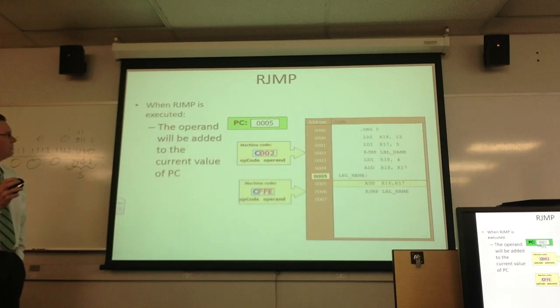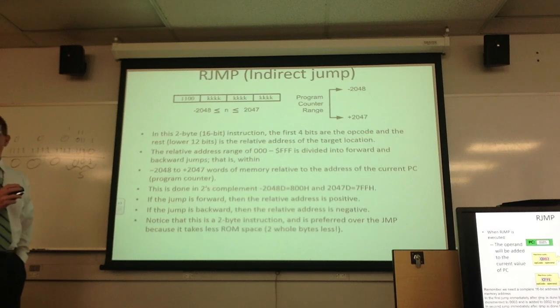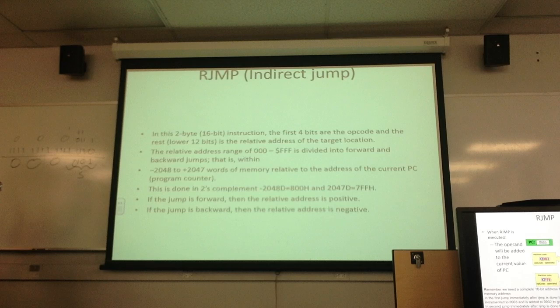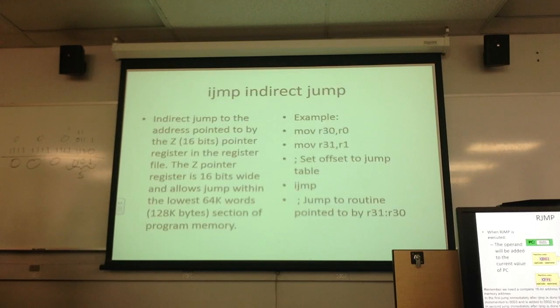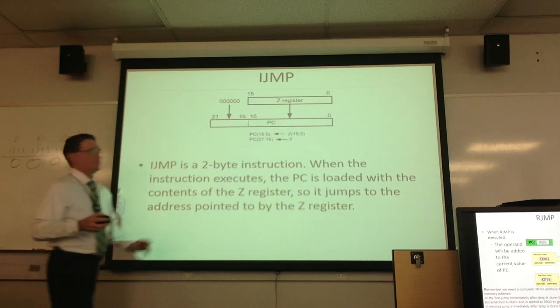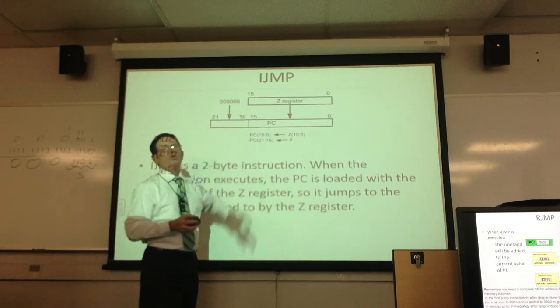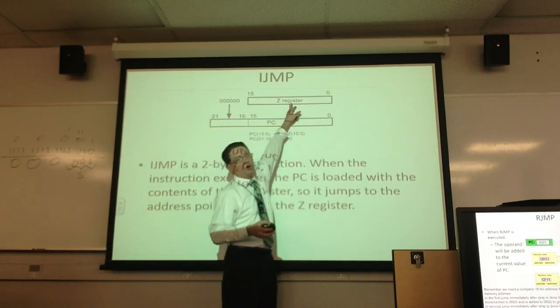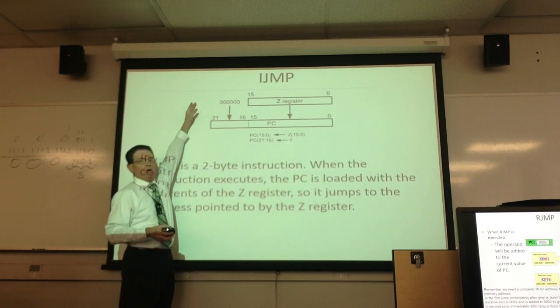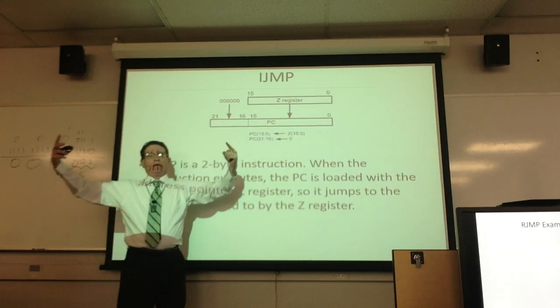Relative jump. Yeah, indirect. That's just using, again, R jump. I'm sorry, let me get back here. You said that if we have a really big flash, the Z register has what's called a RAMPZ associated with it, so it makes it 22 bits.